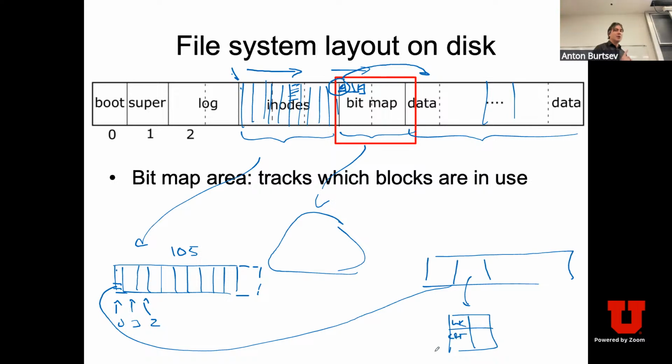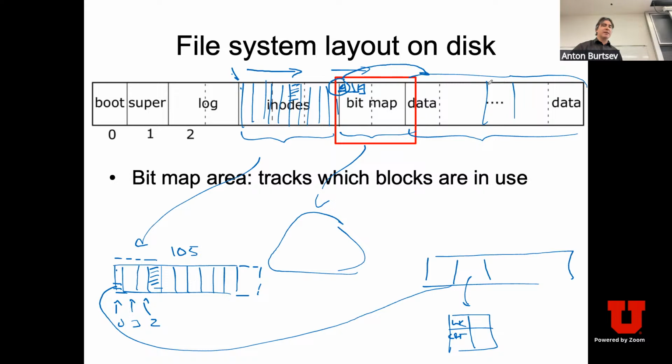Make sense? So there is no hierarchy of inodes, right? If you try to create a new file, you have to scan from the beginning, find the next unallocated inode, and just use it, right? If you ran out of inodes, that's it. You cannot create files.